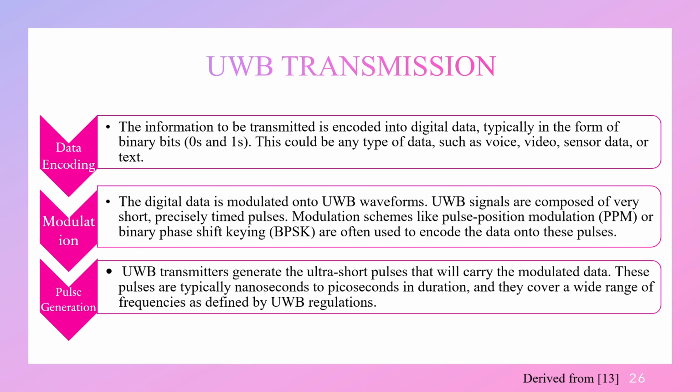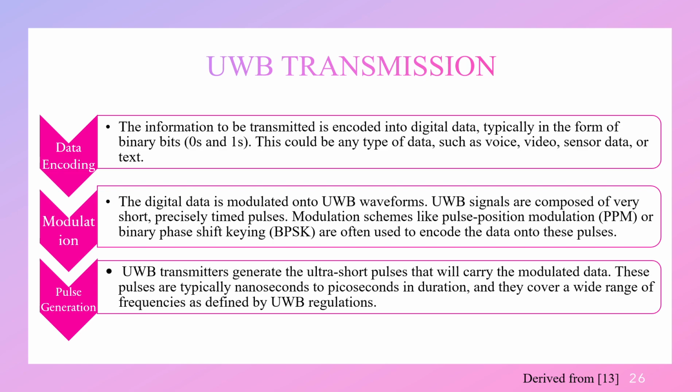The next step is the modulation. The digital data is modulated onto UWB waveforms. UWB signals are composed of very short, precisely timed pulses. Modulation schemes like pulse position modulation, PPM, or binary phase shift keying, BPSK, are often used to encode the data onto these pulses.